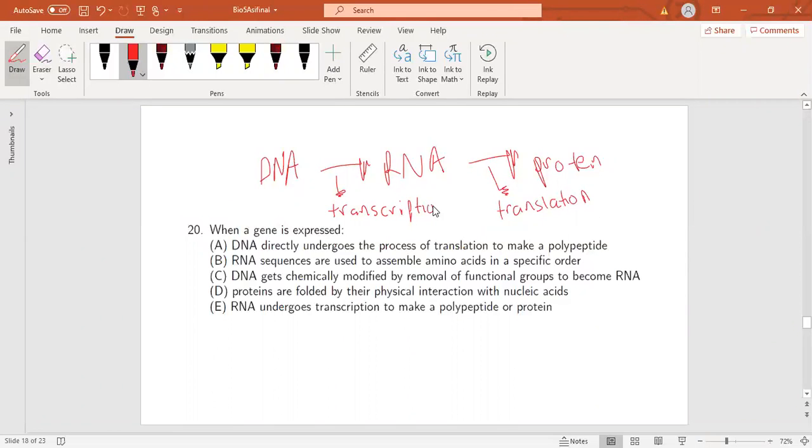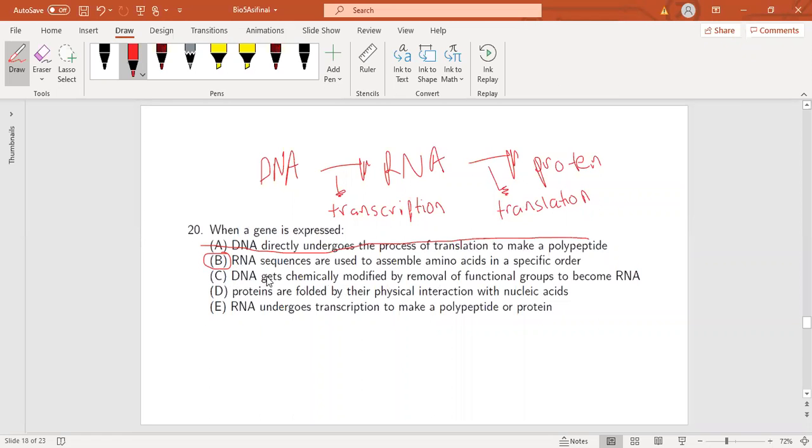So we'll just go at each answer choice one at a time. So A is saying DNA directly undergoes the process of translation to make a polypeptide. Well, DNA cannot just go through translation. It has to go to RNA first. So A is for sure not right. B is saying RNA sequences are used to assemble amino acids in a specific order. Well, that's true, right? RNA gives the code to be translated into an amino acid sequence, which eventually becomes a protein, right? So B sounds right. So let's circle that.